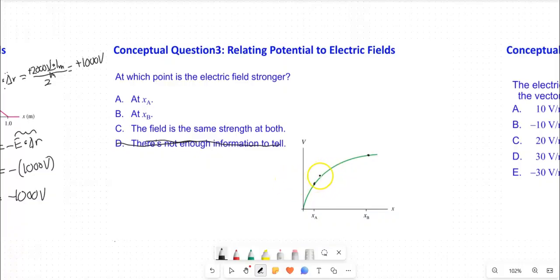Well, the slope here, again, is the electric field, and the steeper the slope, the stronger the electric field. So if you look at this, XB has a very level slope in comparison to XA. So XA has the stronger electric field.